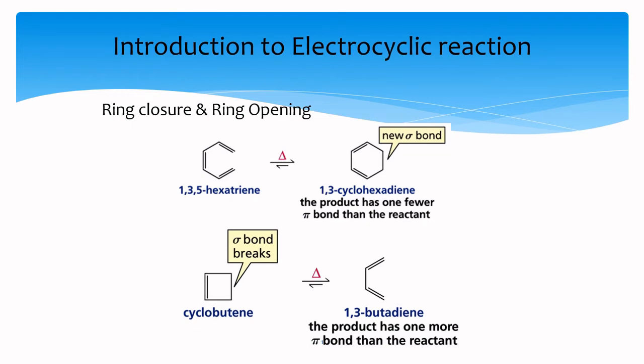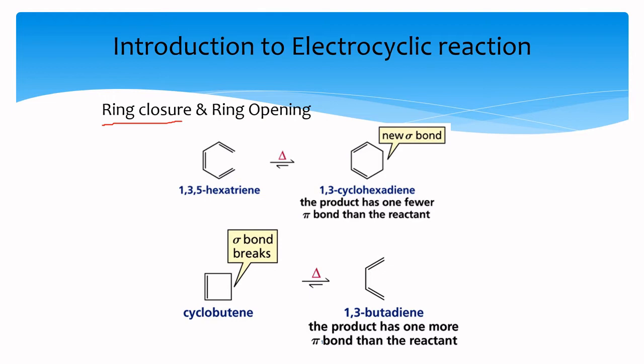In this video, I will explain some of the principles of electrocyclic reactions. In an electrocyclic reaction, there are two types of mechanism involved, which are ring closure and ring opening. If you look at the example here, the first example is a ring closure where you have a polyene. When it is heated, it will form a new product or a closed ring.